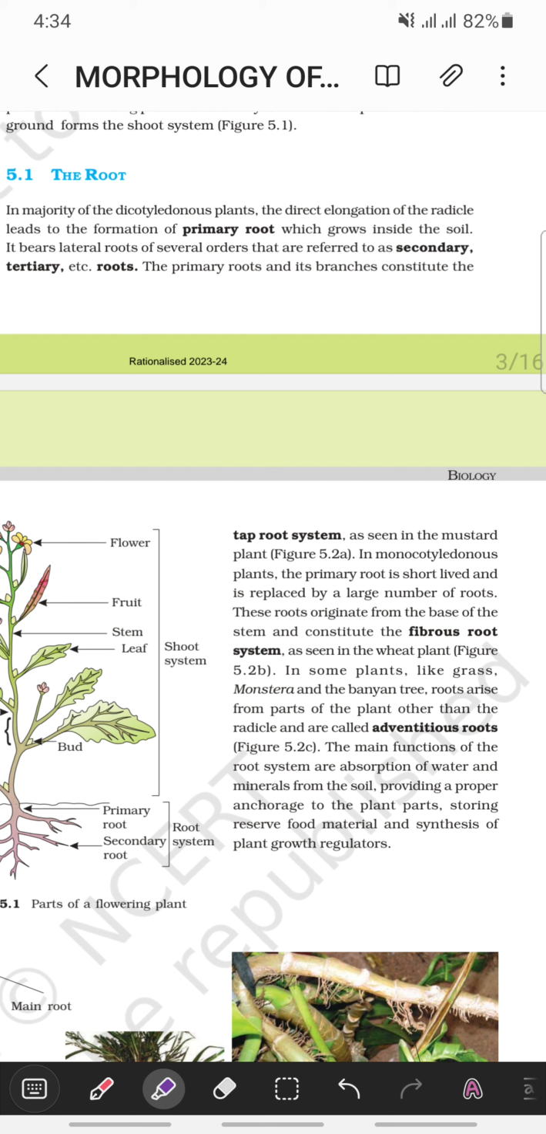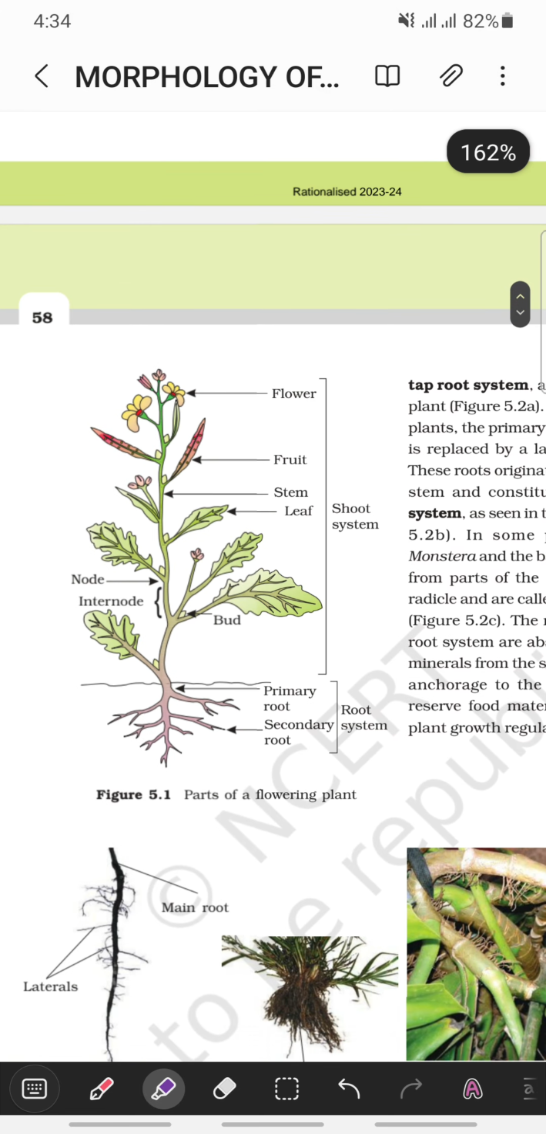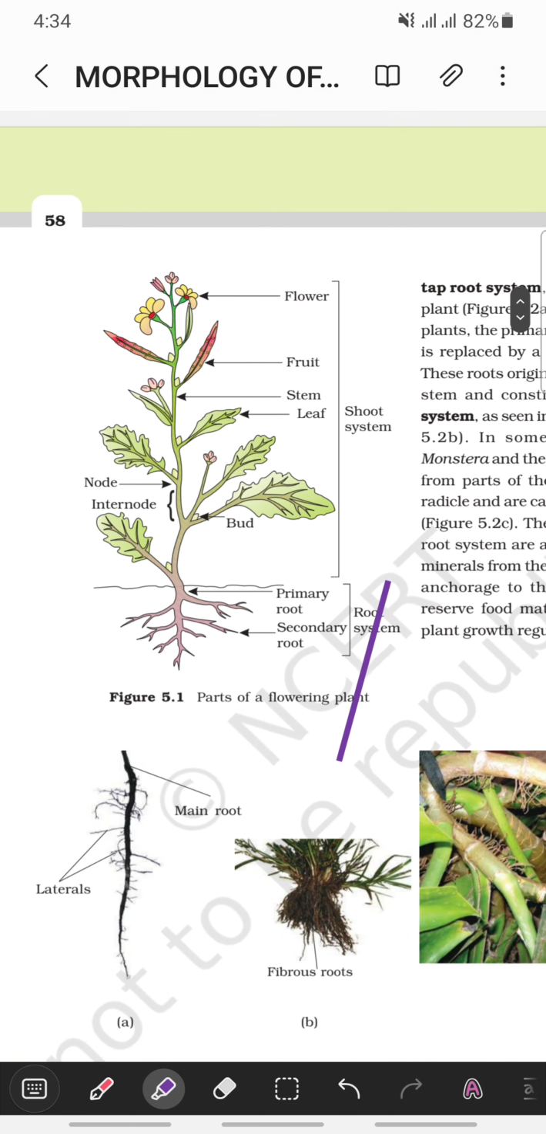The root. In the majority of dicotyledonous plants, the direct elongation of the radicle leads to the formation of the primary root, which grows inside the soil. It bears lateral roots of several orders that are referred to as secondary, tertiary, etc. roots. The primary roots and their branches constitute the taproot system, as seen in the mustard plant, figure 5.2a.